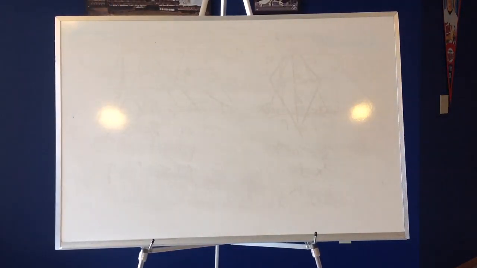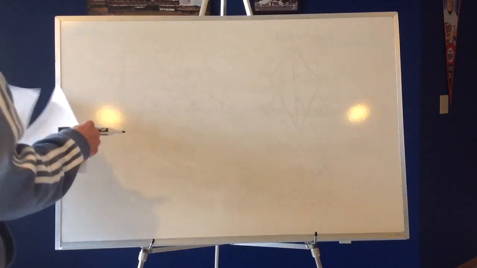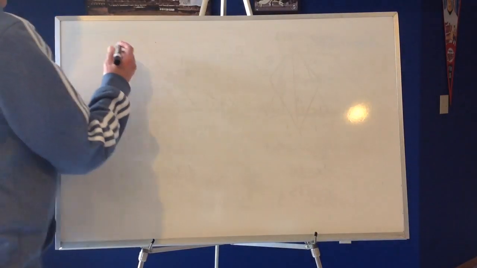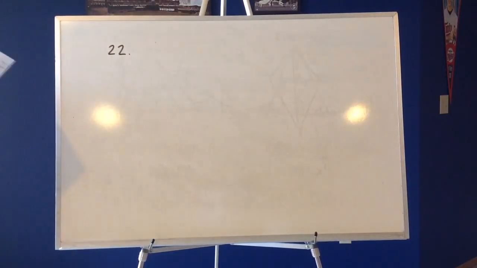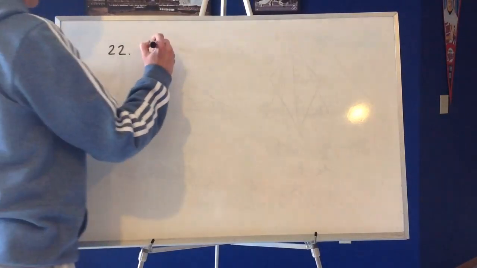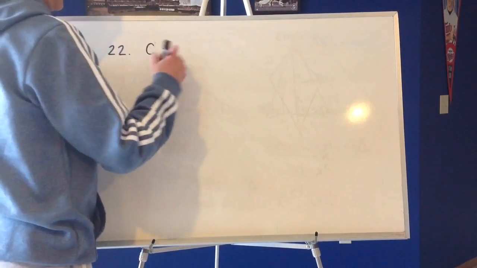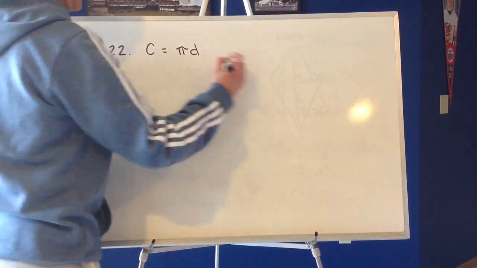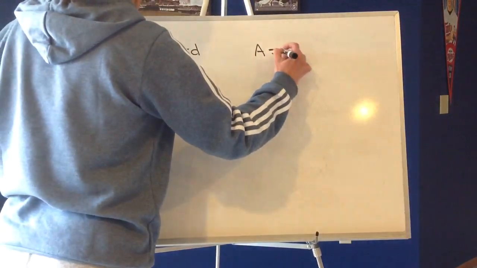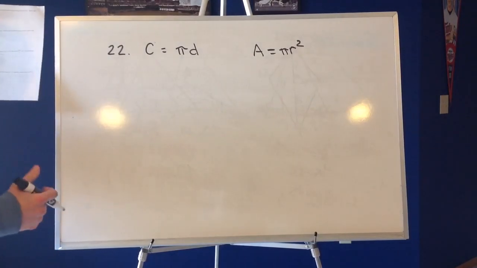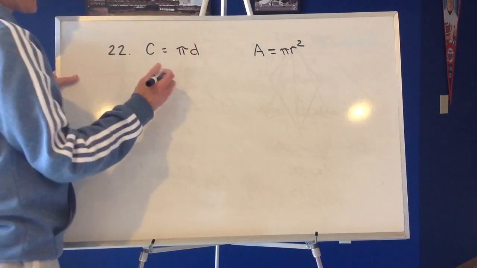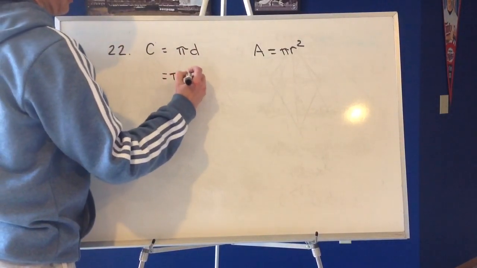And then the last two were 22 and 24. So 22 tells you a circle has a radius of 3.2 centimeters. Find the exact circumference and area. So circumference is pi diameter. Okay, area is pi r squared. Okay, so you know that your radius is 3.2, which means my diameter would be 6.4.